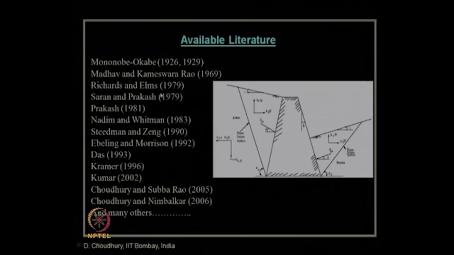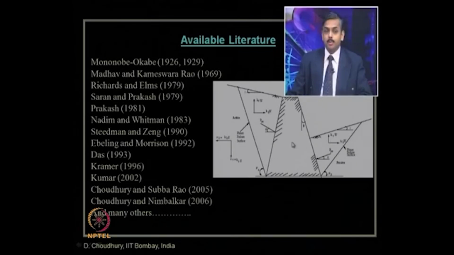So, what are the various available literature? In the literature for the seismic earth pressure estimation using the pseudostatic approach and the recent pseudodynamic approach, there are many researchers who have proposed this work, starting from Mononobe and Okabe, as I said 1926 and 29, then Madhav and Kameshwar Rao 1969, Richard and Elms 1979, Saran and Prakash 1979, Prakash 1981, Nadim and Wittmann in 1983, Steedman and Zeng in 1990, Ebeling and Morrison 1992, Das 1993, Kramer 1996, Kumar 2002, Chaudhary and Subbarao 2005, Chaudhary and Nimbalkar 2005, and many other researchers.